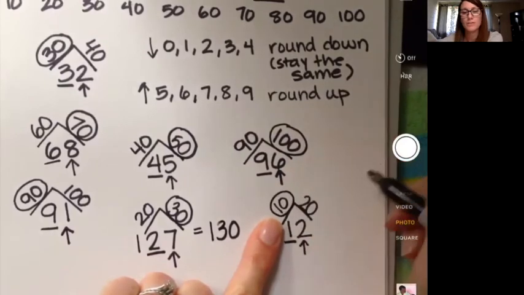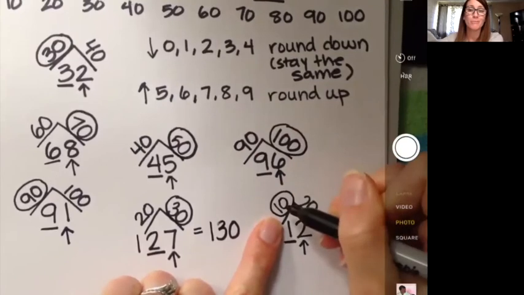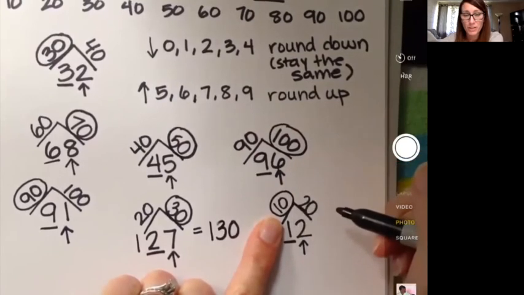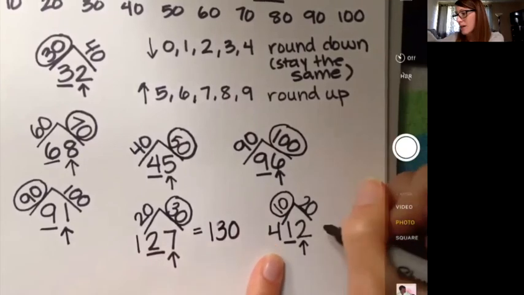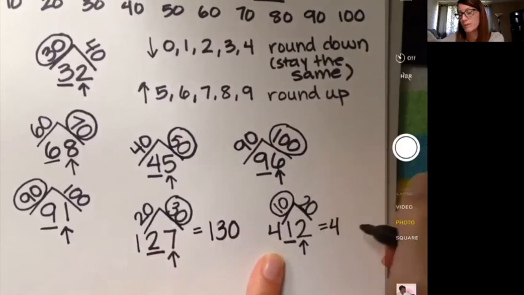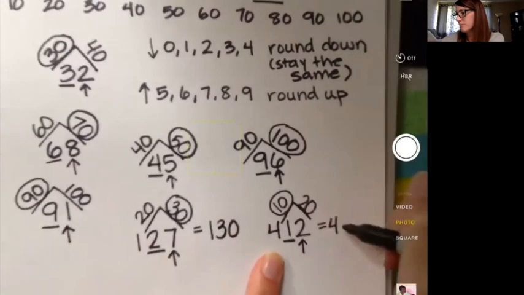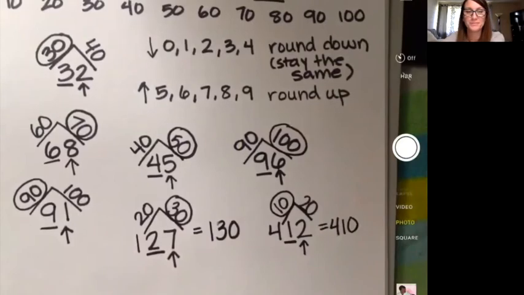Okay. So if I was just doing the number 12, I could say, oh, it rounds to 10. But I'm not doing just the number 12. Remember, I have this 400 right here. So that means that my answer is 400, and then take that 10. So 410. Okay.